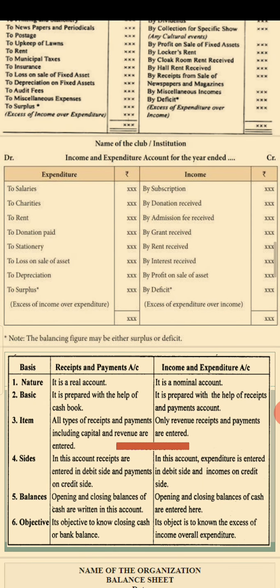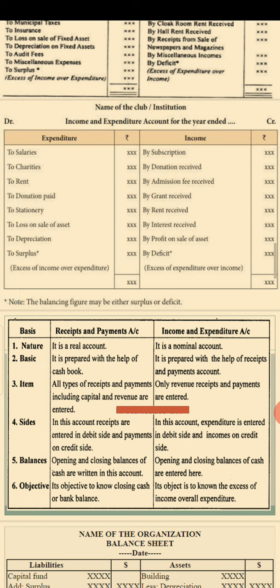See the format of income and expenditure account: debit, expenditure side: salaries, charities, rent, donation paid, stationery, loss on sale of asset, depreciation. These expenditures come under revenue nature. Similarly, on the income side: subscription, donation, but subject to general. Specific donation comes under capital receipt, capital nature. So only general donations come under revenue nature. And admission fees received, grant received, rent received, interest received, profit on sale of assets, all come under the income side of income and expenditure account.